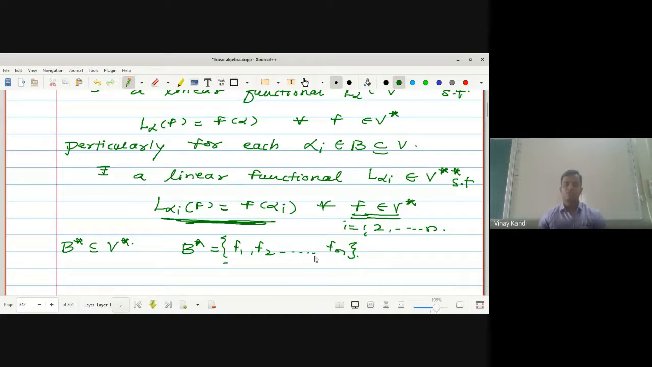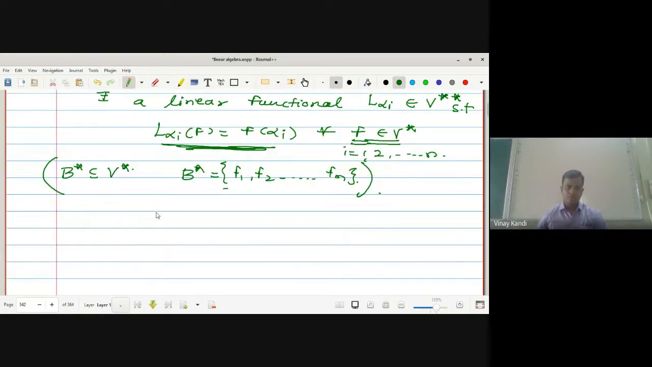So in general, we can write, okay, write this down as equation 1: L alpha i of fj is equal to fj of alpha i, where j is running from 1 up to n.